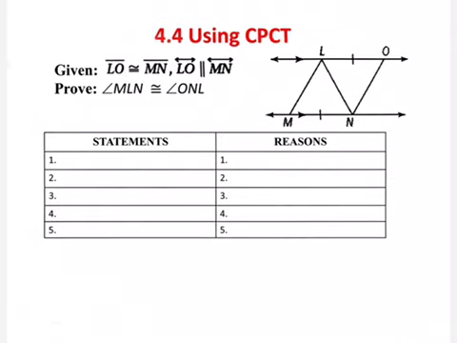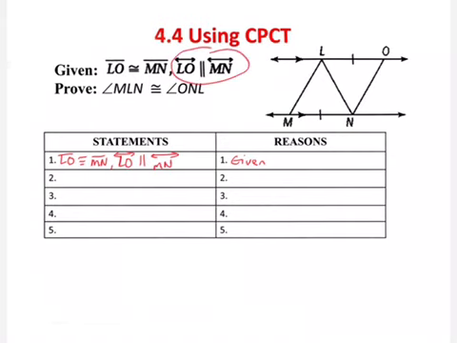All right, here they tell us that segment LO is congruent to segment MN, and that line LO is parallel to line MN. We're asked to prove that angle MLN is congruent to angle ONL. First step, we're going to restate our given. So we've got LO congruent to segment MN, and that LO parallel to MN, and that's given.